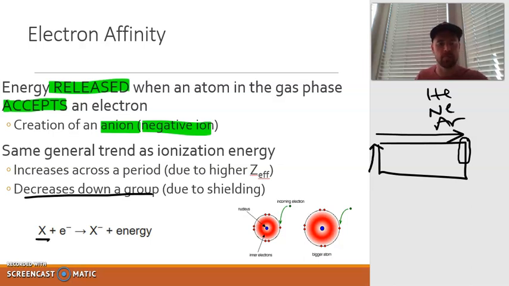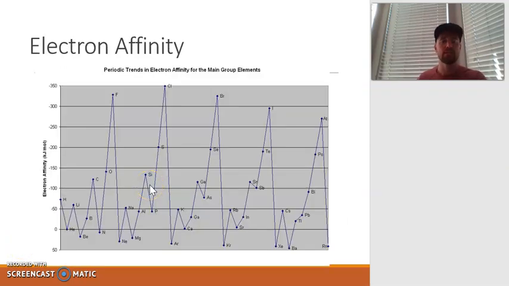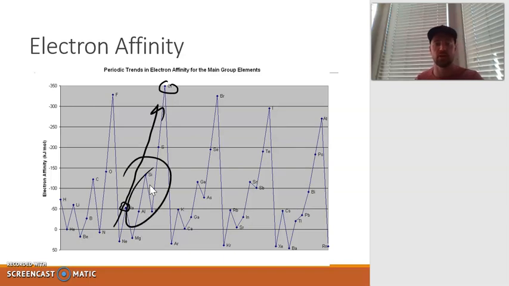Take a neutral element, but add the electron on the reactant side. As a result of accepting that electron, look what gets created, an anion. And energy is released. That's why energy is written as a product, because it's released from that process. Here's the trend again. Once again, notice that it is a trend. There are going to be exceptions. For example, as I move across a period, going from, let's say, sodium all the way to chlorine, it does generally increase, but there's a little variation in there, and that's okay.